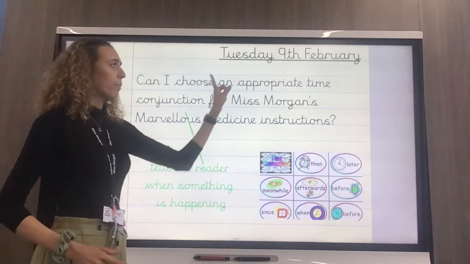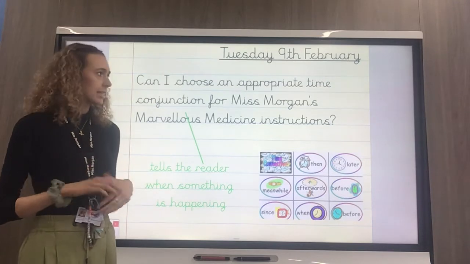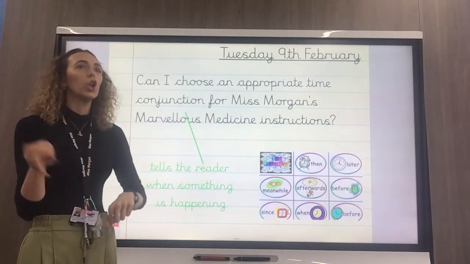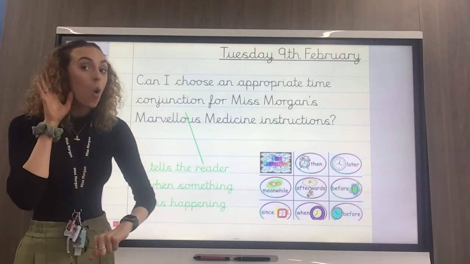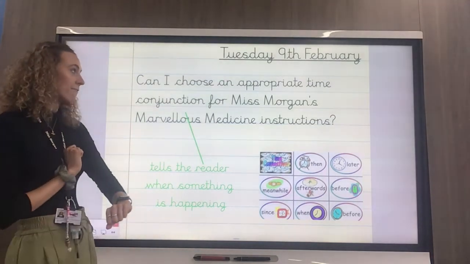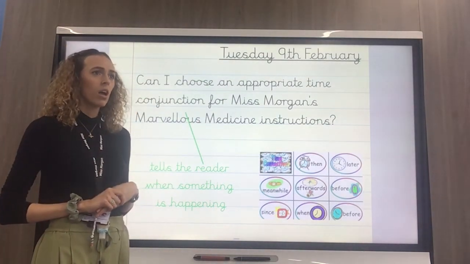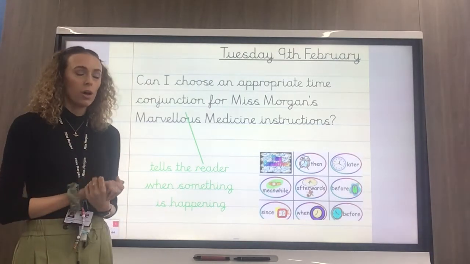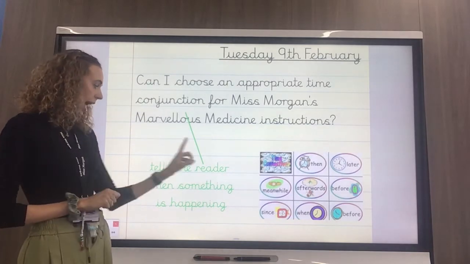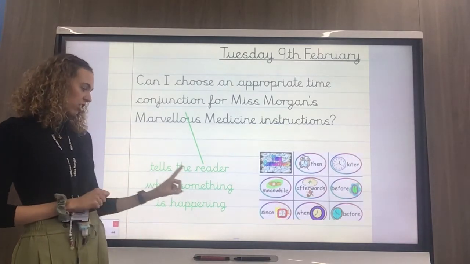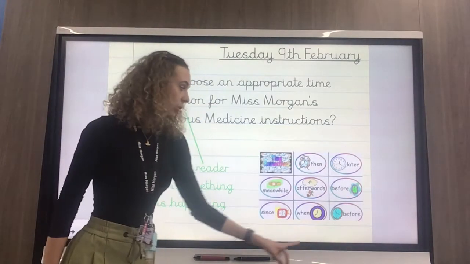We know that appropriate means that it's right. It feels right. Time conjunction, we've done loads of time conjunctions, Year 3. Time conjunctions tell us when. I hope you shouted when to that video. For Miss Morgan's Marvellous Medicine instructions, I'm sure you know what instructions are, but if not, we will talk about those in a bit. Don't forget that time conjunctions tell the reader when something is happening, and we've got some examples here.